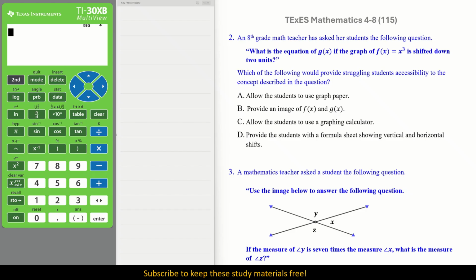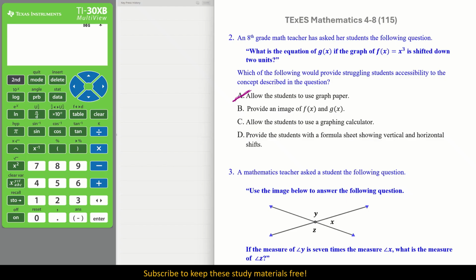Okay. So let's see. Allow the students to use graph paper. Oh, no, I don't like that because, again, you're relying on them. It says accessibility. So they're going to struggle just drawing that first. Who knows how long it's going to take them to get to the actual concept that you want to teach right then. So that would not be a smooth move for a teacher to make.